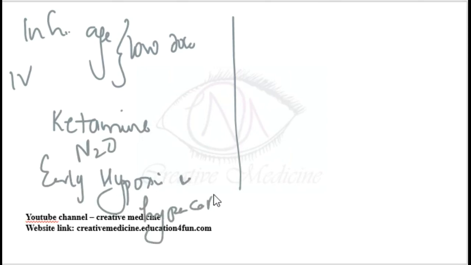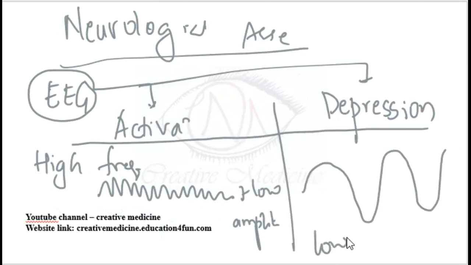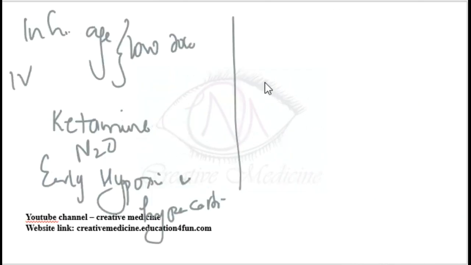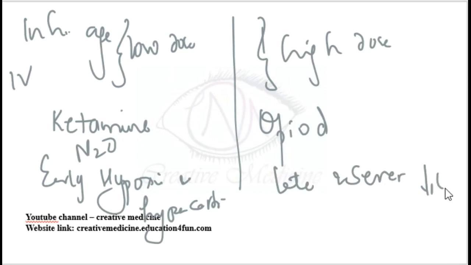Second, depression of EEG. Depression of EEG is low frequency and high amplitude. Depression of EEG is seen with inhalational agents or intravenous agents in high doses. Depression of EEG is also seen with opioids. It is also seen in late or severe hypoxia and hypercarbia. Depression of EEG is also seen in hypothermia.